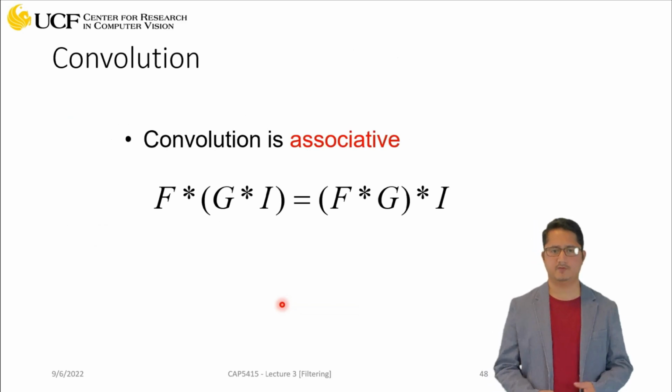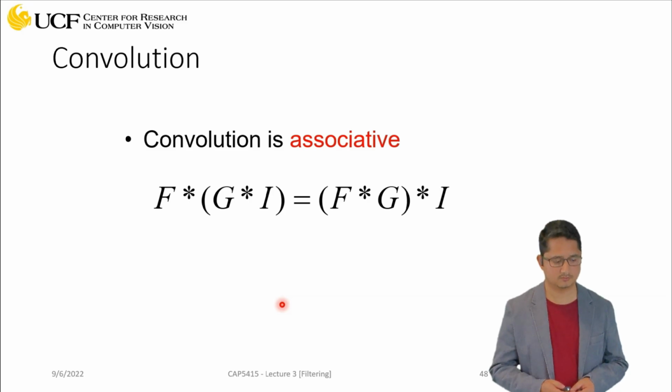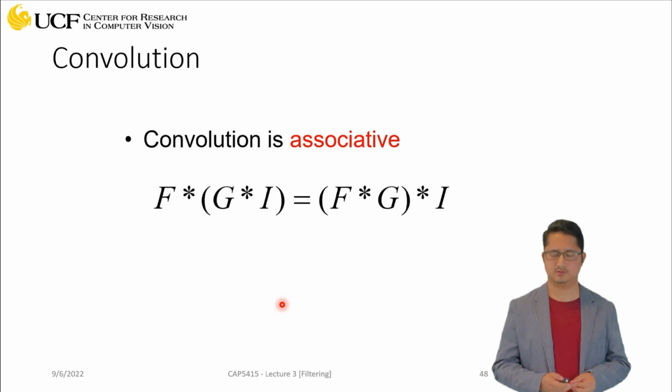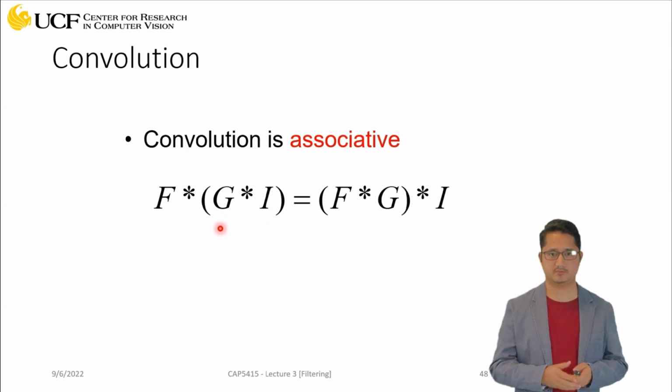G could be any function. In this case, we're interested in images, so we can say G could be an image. But in general, it could be any function, or it can be a kernel. Yeah, it could be a kernel as well, because it's commutative as well, right? It doesn't matter whether you represent G as image or G as kernel. Yep, it could be the image, and the result will not change.